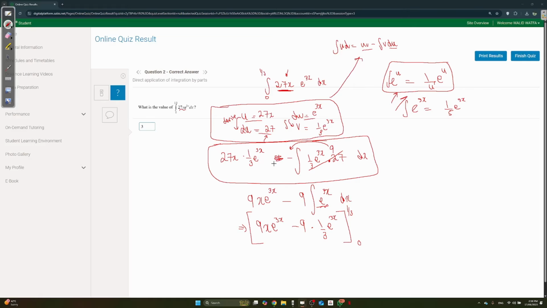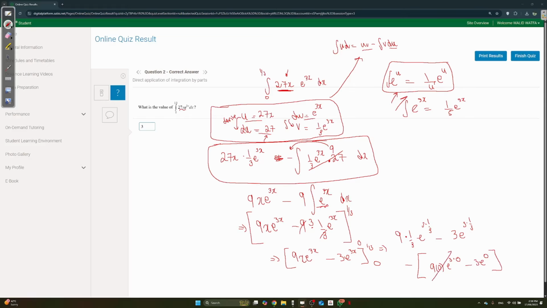I integrated, as you can see. Let's simplify now. This 9 over 3 is just going to become 3, so it's going to be 9x e to the 3x minus 3e to the 3x. Now we're going to do this from 0 until 1 over 3. So 9 times 1 over 3 e to the 3 times 1 over 3. I'm just substituting all the x's with the bounds. Minus 3e to the 3 times 1 over 3. Now, minus open brackets. This was me substituting 1 over 3. Now let's substitute 0: 9 times 0 times e to the 3 times 0, minus 3e to the 0.